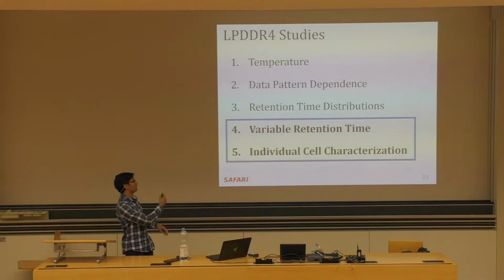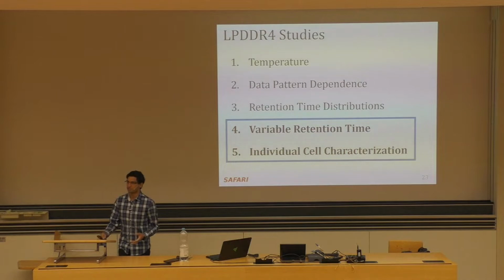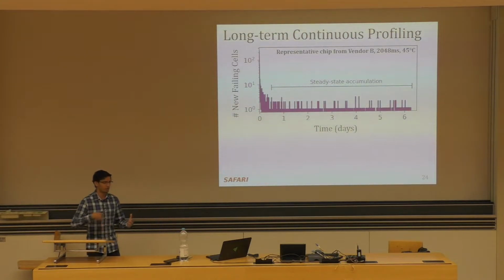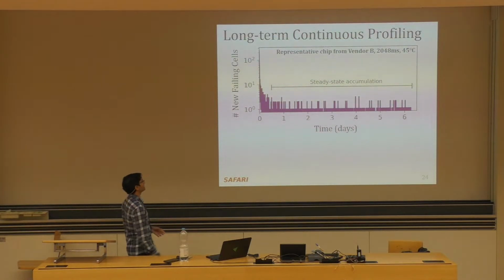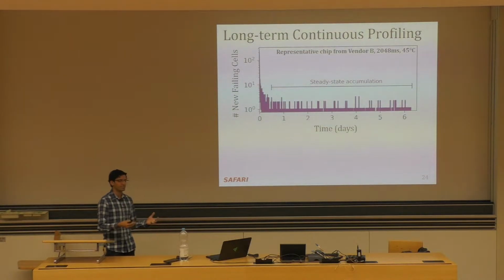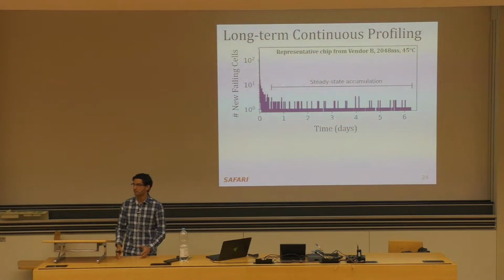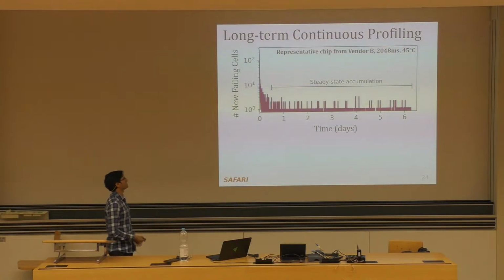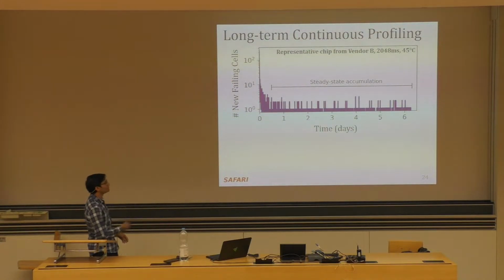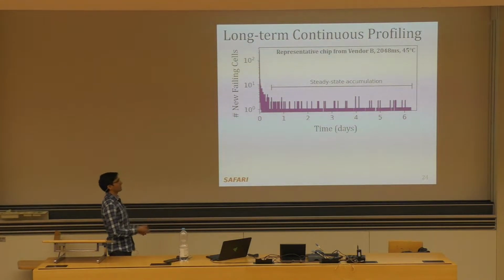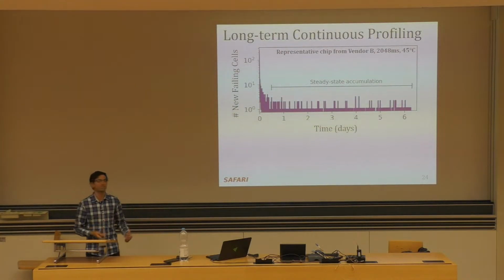Instead, I'm going to focus on the bottom 2, variable retention time and individual cell characterization, because these show new results that help motivate our profiling mechanism. So the first study is on variable retention time, and we approach this by showing a long-term continuous profiling study. This plot shows some data taken from a representative device at a fixed refresh interval of 2048 milliseconds, which is considerably higher than the default of 64. So we expect errors. On the y-axis, we show the number of new failing cells that appear throughout our profiling steps over the x-axis, which shows time. And this is in days, so this is over about a week of data collection.